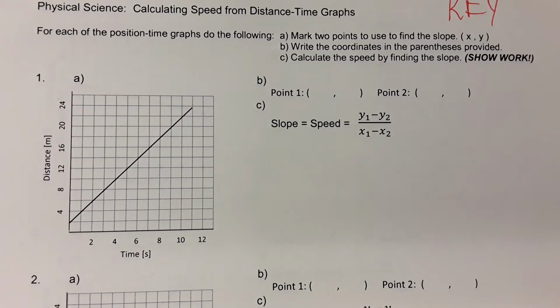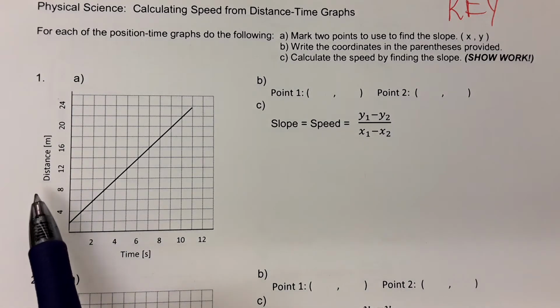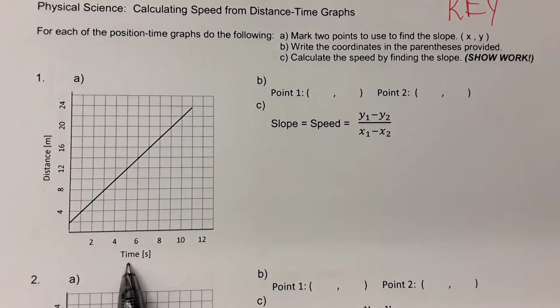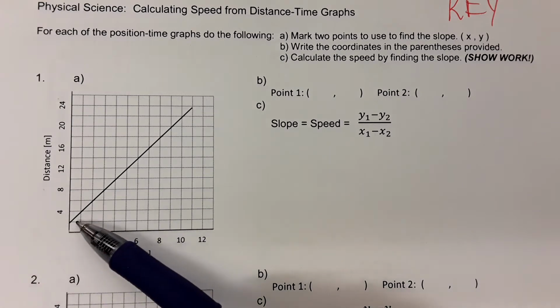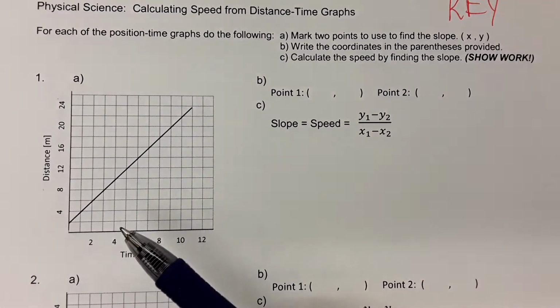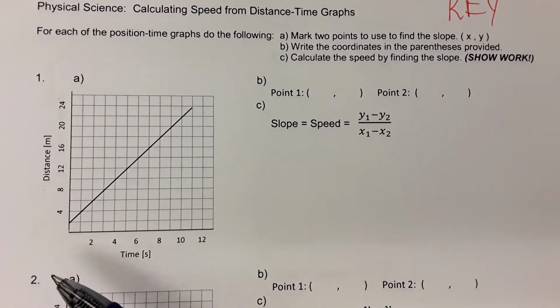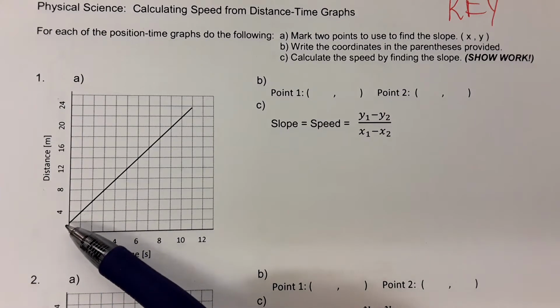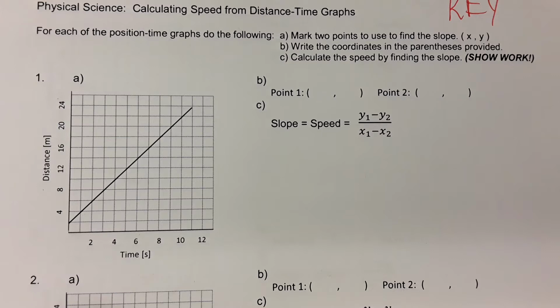Now remember in the notes we learned that if you have distance on the y-axis and time on the x-axis, the steepness or slope of the graph represents the speed the object's going. And of course, the steeper the slope, the faster the object's going. Now what we're going to learn how to do today is correctly find the slope of a distance time graph, okay?